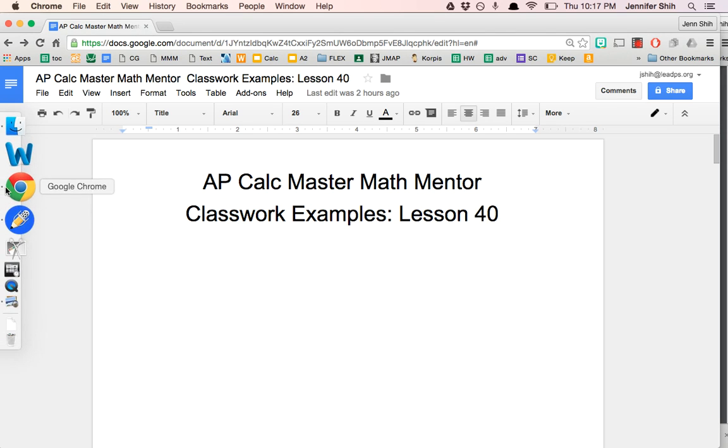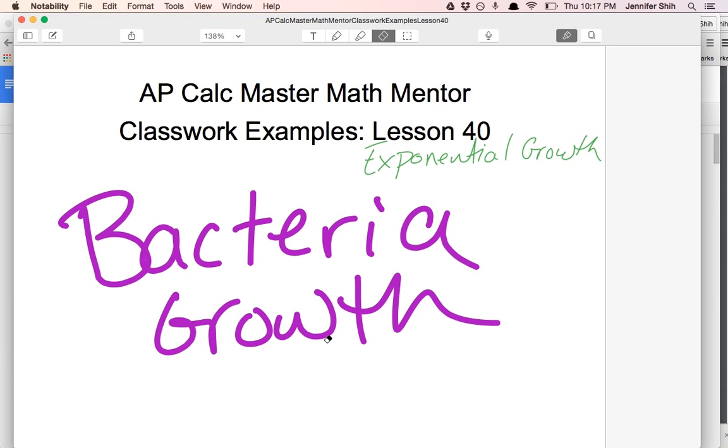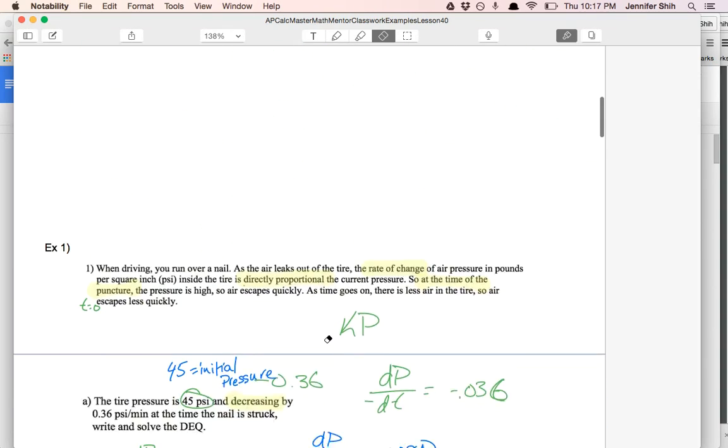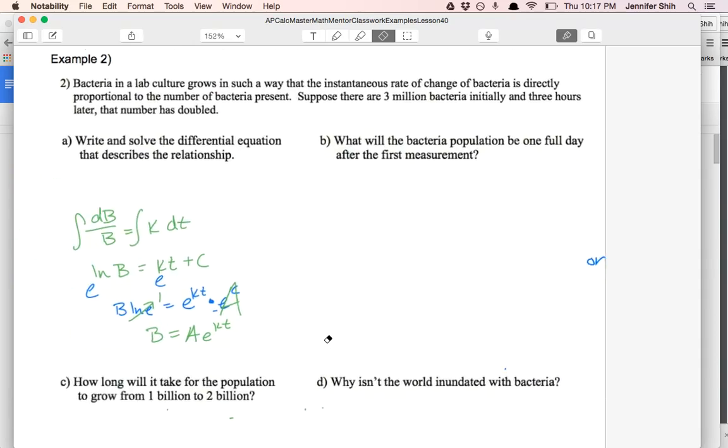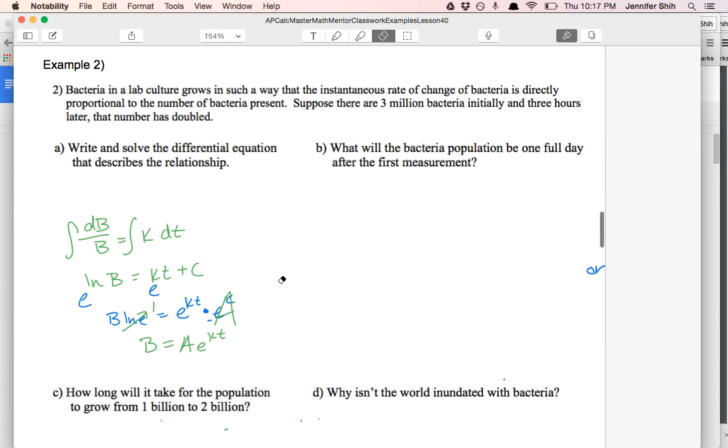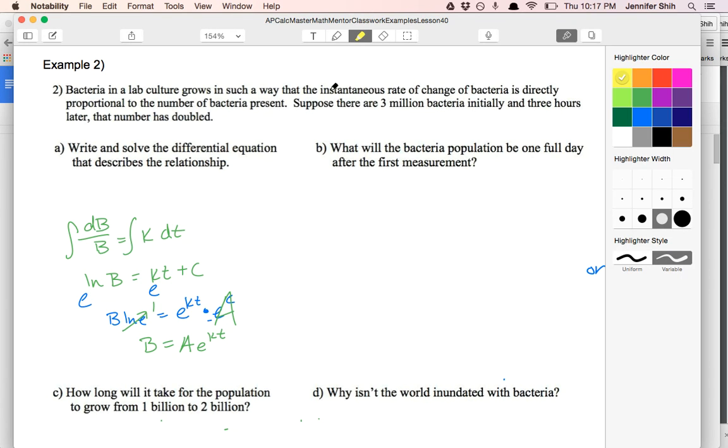Okay, so today this is the second example in the classwork, and it's the question on bacteria growth. Let's read the question. It is the second example. So, bacteria in a lab culture grows in such a way that the rate of change of bacteria is directly proportional. Already we have words, keywords, important to us.